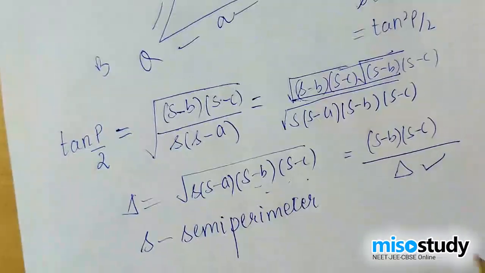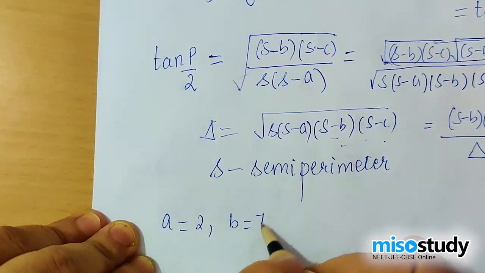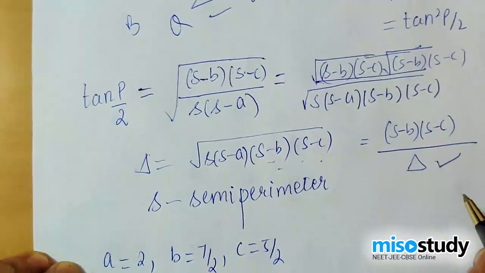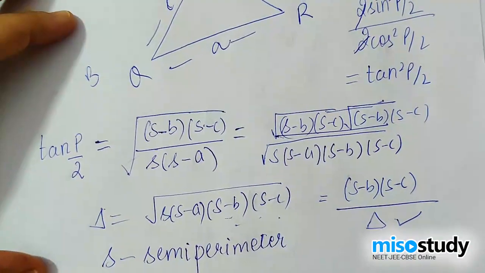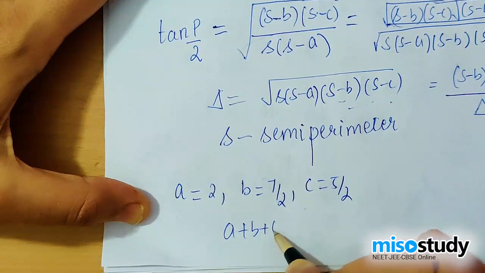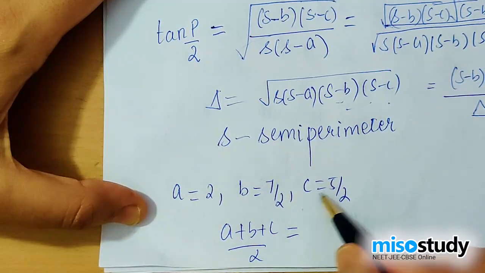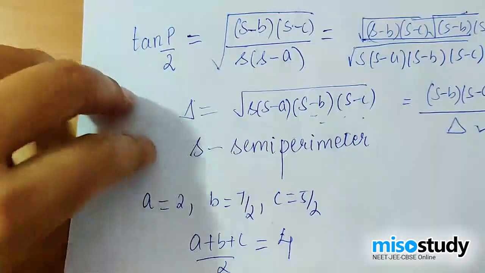Now delta is already given to me. I'm also given that a is 2, b is 7 by 2 and c is 5 by 2. So let's put the desired values over here. First of all, let's calculate what s is. So s is a plus b plus c by 2, that is the semi-perimeter. On calculating, this will be 6 plus 2, 8 by 2, that is 4. So my s is equal to 4.